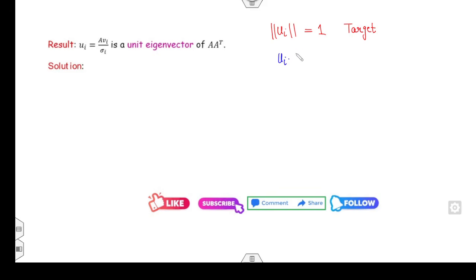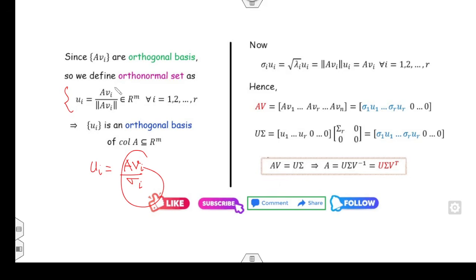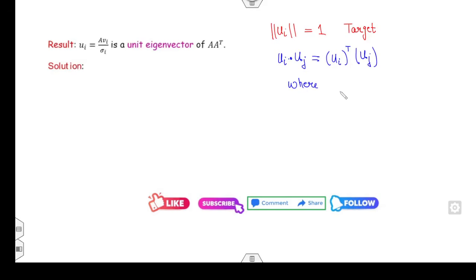I can start with ui dot uj, which is defined as ui transpose into uj. I can substitute the value of ui as A vi divided by sigma i. Make sure vi's are my orthogonal basis. Fine. And sigma i are my singular values. They are always positive values.